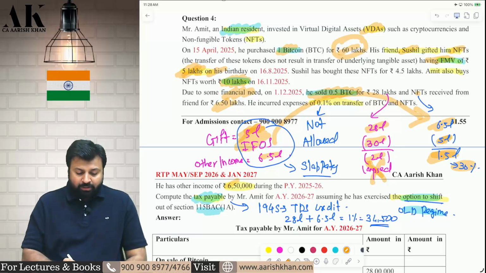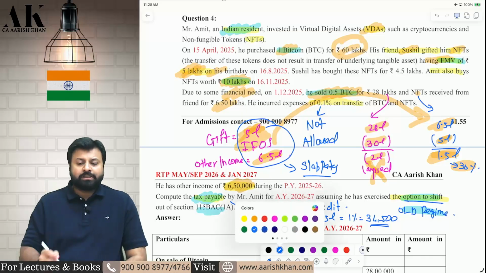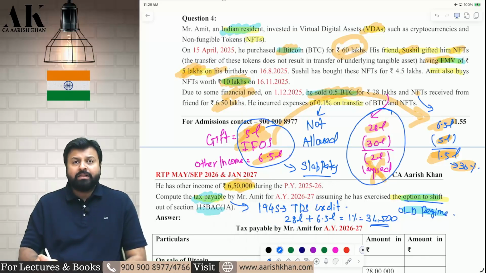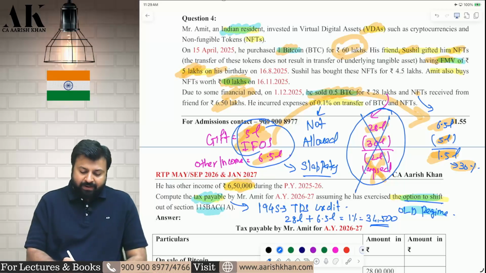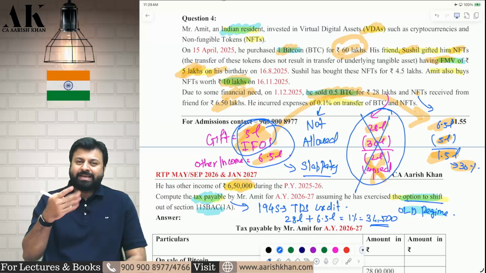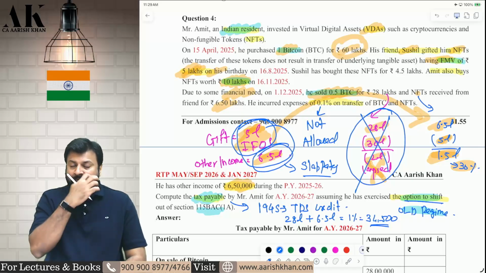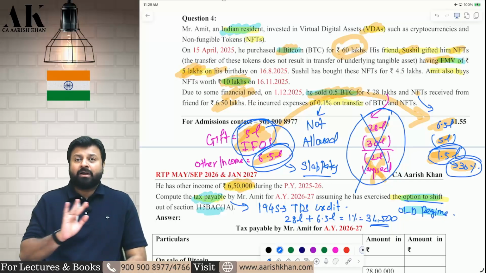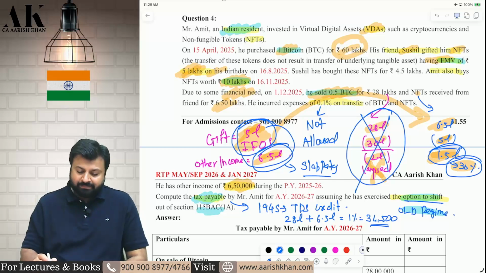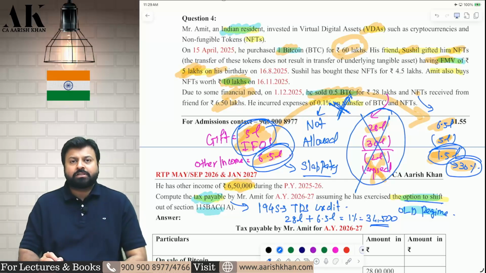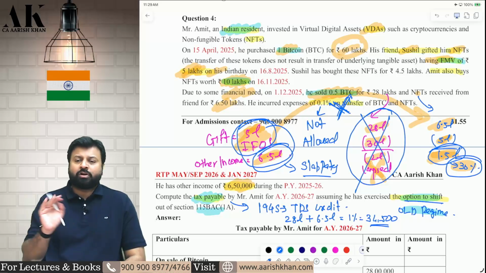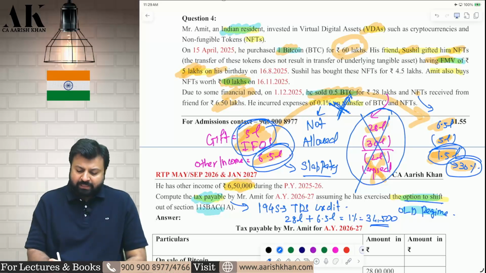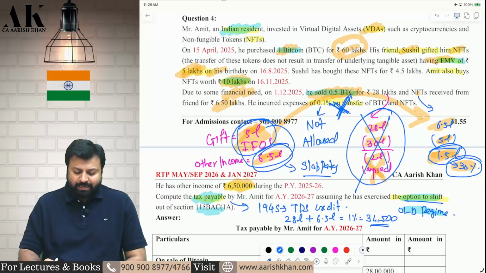And one more thing, Amit also has some other income of 6.5 lakh. So what is the total income of Amit? Four calculations Amit has made. First, half Bitcoin, there is a loss. This loss is lapsed. Then 5 lakh rupees IFOS will be chargeable at normal slab rates, old regime. 6.5 lakh other income will also be chargeable at slab rates, old regime. This 1.5 lakh on transfer of NFT will be taxable at flat 30% without any exemption. Even transfer expenses are not allowed for Bitcoins and virtual digital assets. I hope it is clear to all of you.